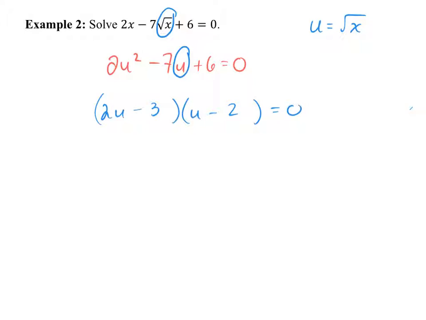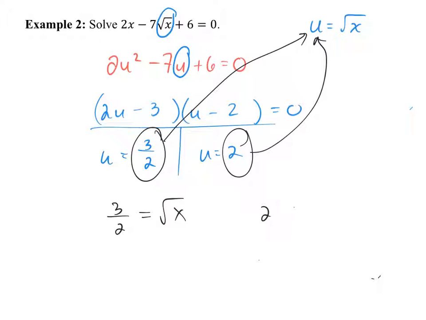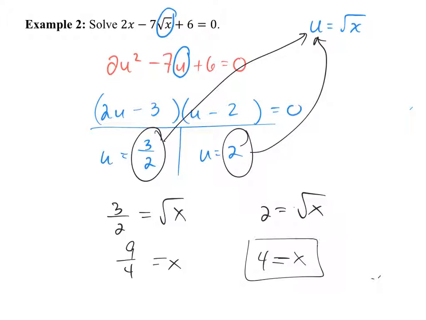Solve for u, but that's not the end step. So in this case, u is going to become 3 halves, and here it's going to become 2. If I want to solve for x, though, I have to remember that if u is equal to 3 halves, or 2, I can replace that right here, or replace that right here. So really, 3 halves is equal to the radical x, and 2 is equal to radical x. So x is 9/4, and x is 4.